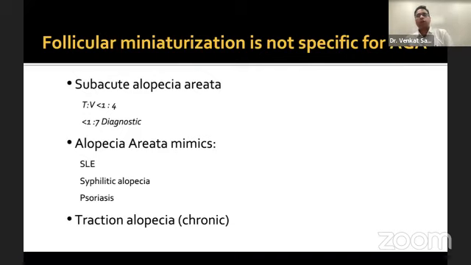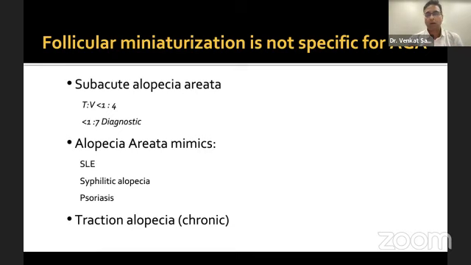Okay. So follicular miniaturization is not specific for androgenetic alopecia. It's seen in subacute alopecia areata. In fact, if it's less than 1:7, it's more diagnostic of alopecia areata. It's a misconception that we only see it in androgenetic alopecia. It's also seen in alopecia areata mimics, and these include SLE, syphilitic alopecia, and psoriasis. They are alopecia areata mimics histologically, and I'll explain why when we discuss the histology of alopecia areata. Chronic traction alopecia may also demonstrate follicular miniaturization. So just because you're seeing follicular miniaturization, the diagnosis is not androgenetic alopecia.